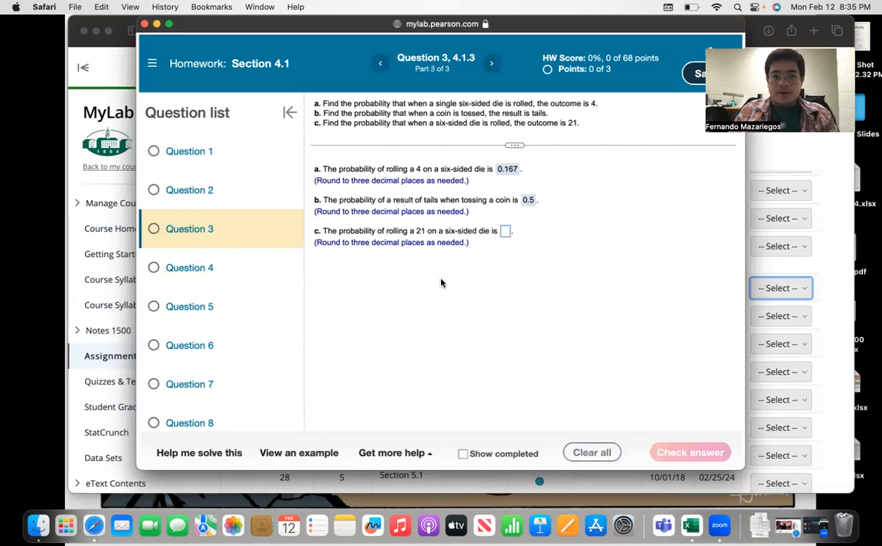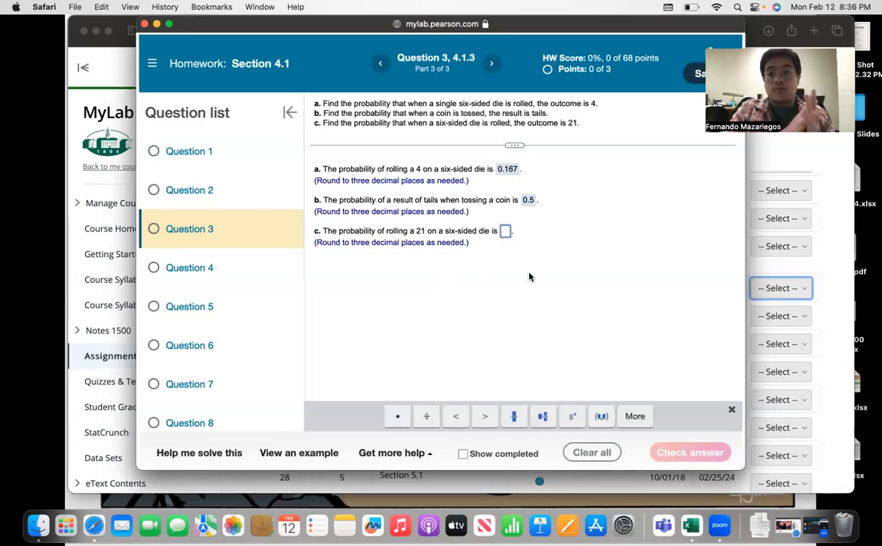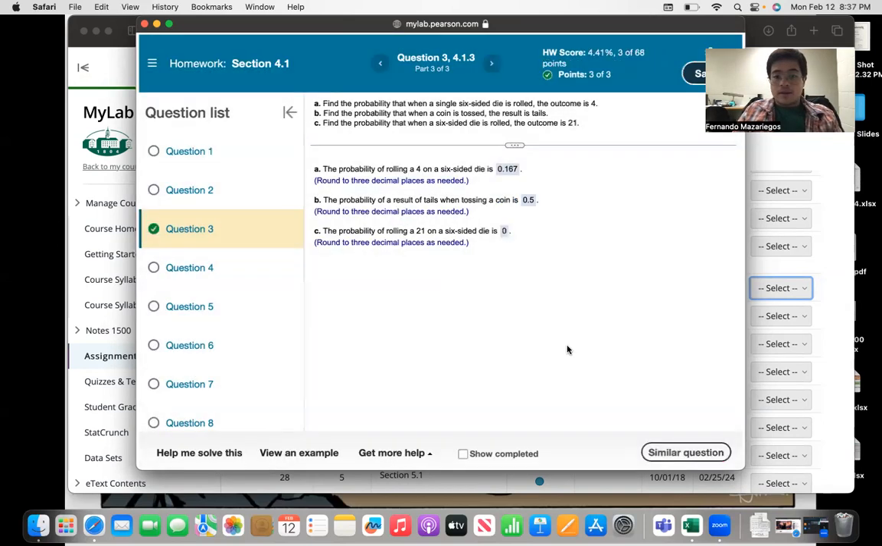And lastly, the probability that when a 6-sided die is rolled, the outcome is 21. So this is important. Remember, whenever something is impossible, then we are on one side of the spectrum, that is 0. And the opposite is when something is certain. So you're going to get a couple of questions like that on the assignment and on the quiz and on the midterm. Whenever something is impossible, the probability is 0. Whenever something is certain, the probability is 1.